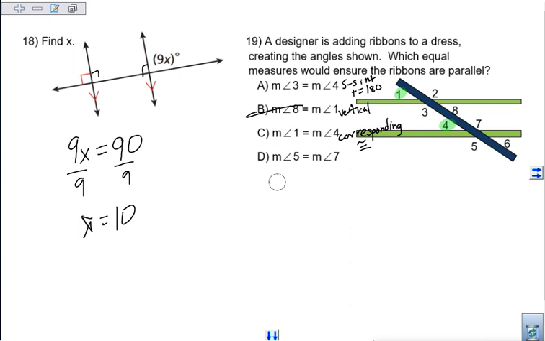Then we are looking at angles 5 and 7. And angles 5 and 7, those are vertical angles. So we know it's not that one. So our answer is C, because that one happens all the time.